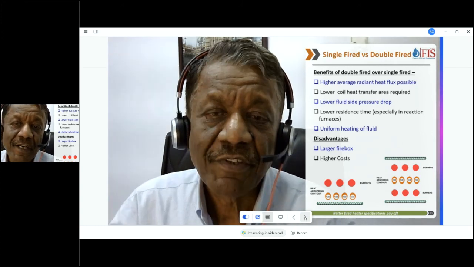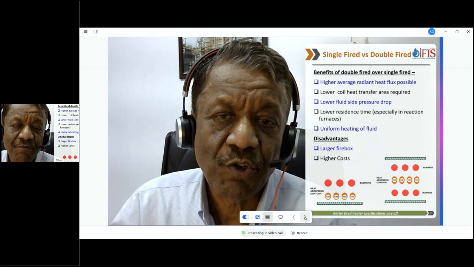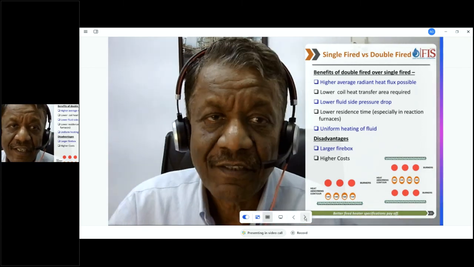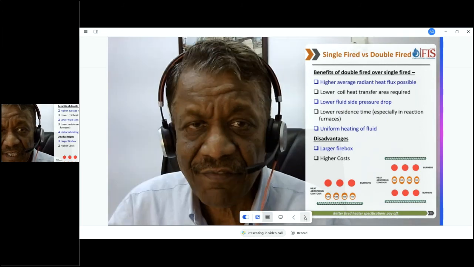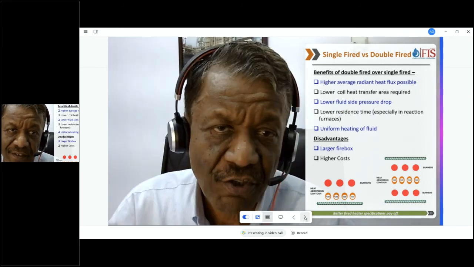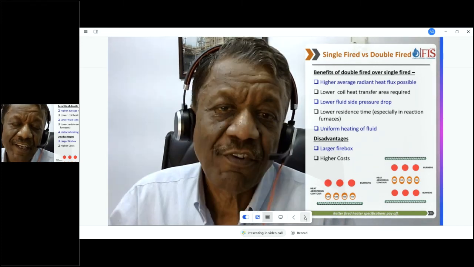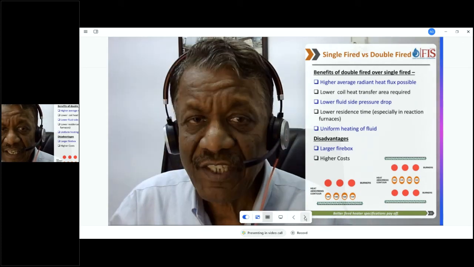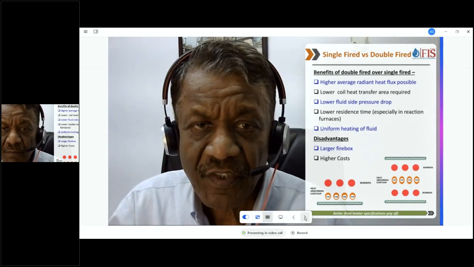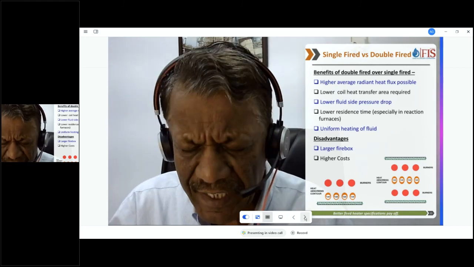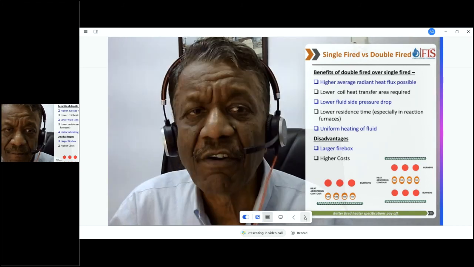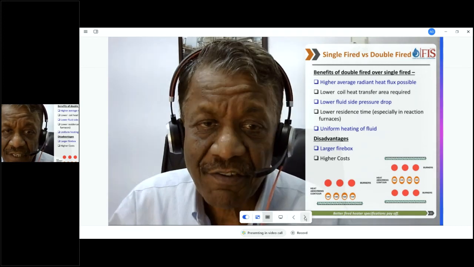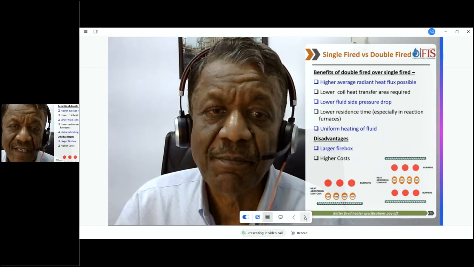There is some advantage when you heat the tubes from both sides: we can use higher radiant flux, we have lower surface area, lower fluid side pressure drop, lower residence time, and uniform heating of fluid. If you're thinking about steam methane reformers, ethylene crackers, modern coker heaters, modern hydrocracker heaters, they are all generally double fired. The disadvantage of double firing is we have a large firebox, lots of burners, and higher cost.